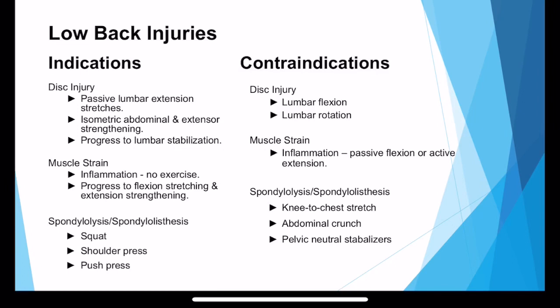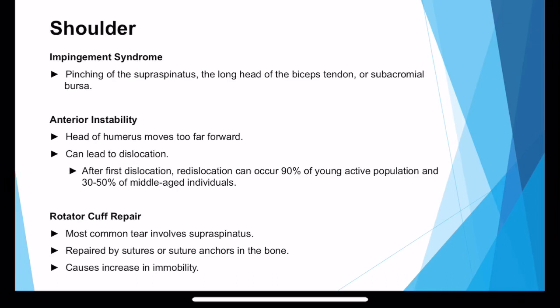So we're going to talk about the shoulder. Some things that can happen with the shoulder is impingement syndrome. So that's the pinching of the supraspinatus, pinching of the long head of the biceps tendon, or the subacromial bursa. So we get to see that, I think, in the next slide.